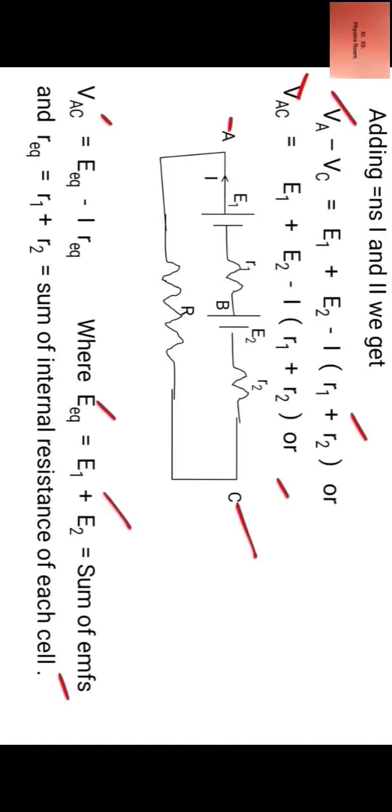Thus, when we connect two cells of EMF E1 and E2 with their internal resistances R1, R2 respectively, their equivalent EMF adds up, that is equal to E1 plus E2. Similarly, internal resistance also adds up and becomes equal to R1 plus R2.